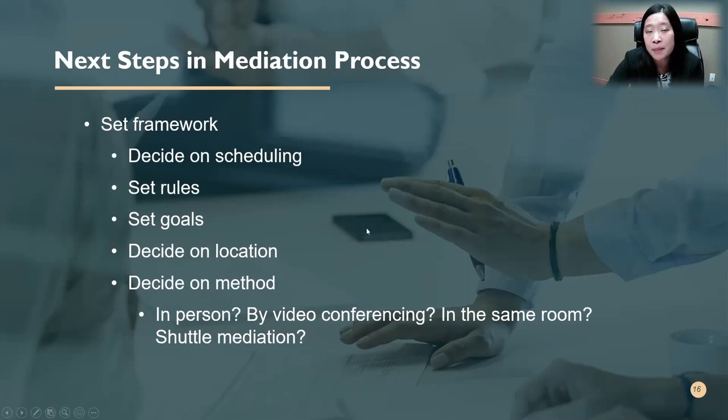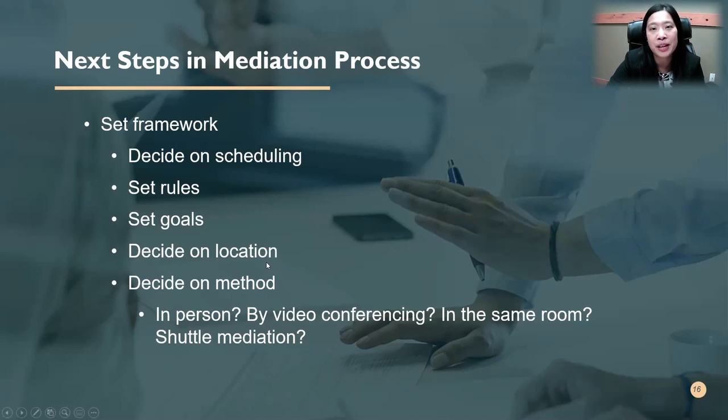So in terms of the next steps, the mediator working with the parties and or their lawyers will set the framework. They'll decide on scheduling, so when the mediation is going to happen. They'll set some rules about how materials are exchanged, what the day looks like. They'll set some goals. They'll decide on location and the method that it's run. With the advent of Zoom, we see many of them happen via video conferencing, and they can also decide if it's going to be in person, and even if it's in person, whether or not it's in the same room, or are we doing something called a shuttle mediation?